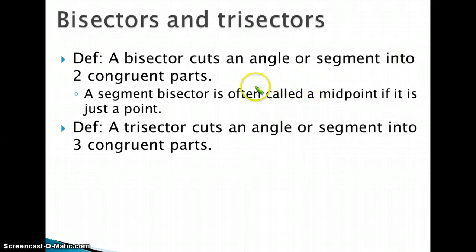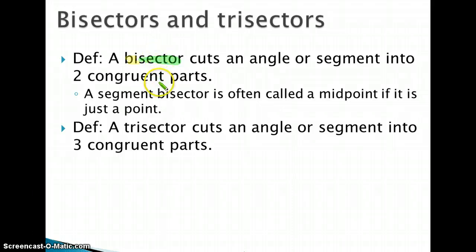Now here's how you can remember what a bisector does. Break apart the root words. We have bi and sector. Bi means two. Bicycle's got two wheels. And sector means pieces. So a bisector cuts it into two congruent parts, whether it's a segment or an angle.